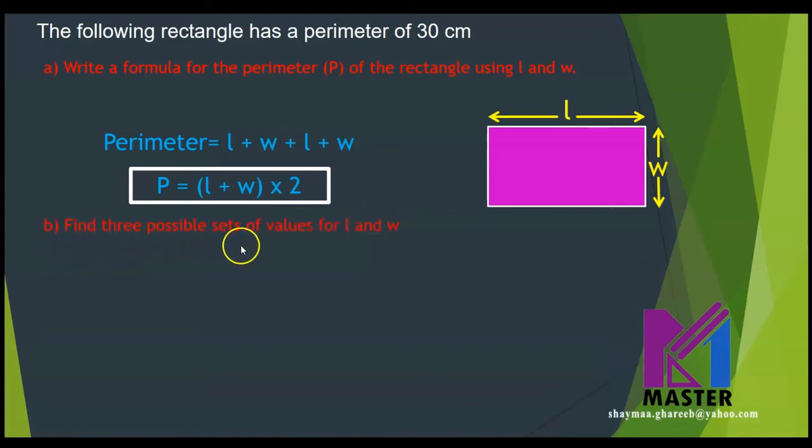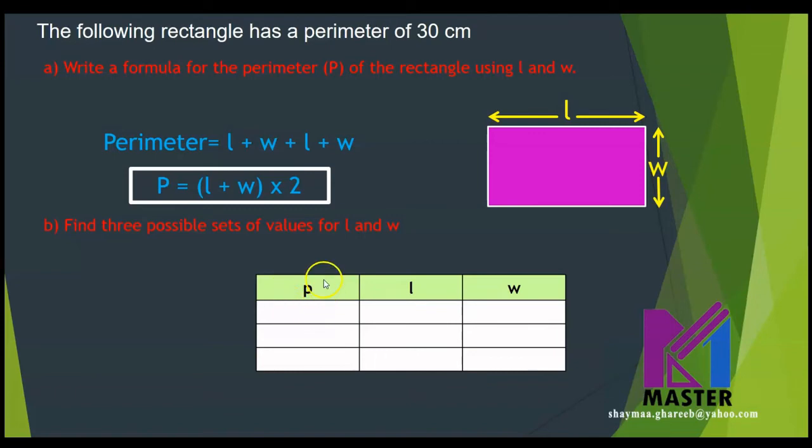Question B, find three possible sets of values for L and W. So we need to guess some values for L and W. But keep in mind that we should always keep the perimeter 30 centimeters. So I will make a table like this. It has P for perimeter and L for the possible length and W for the possible width. So we said the perimeter equals 30 centimeters.